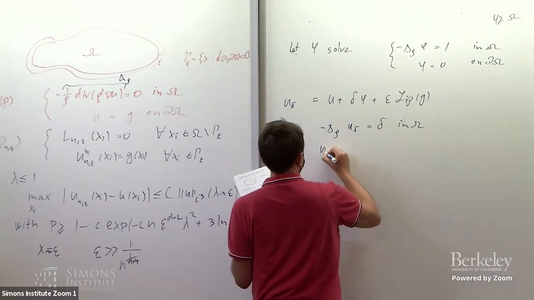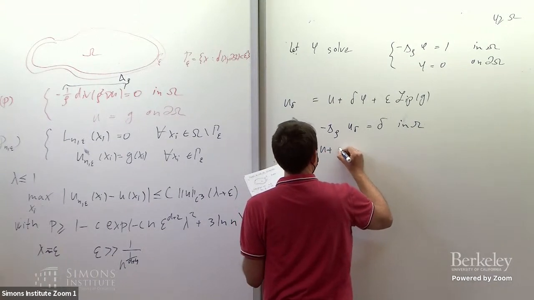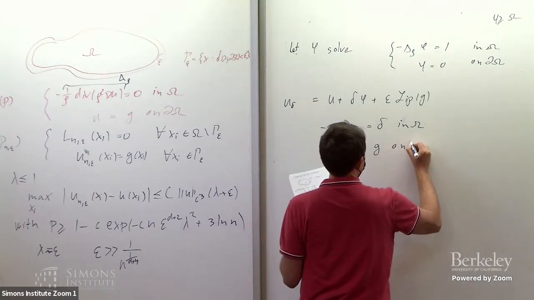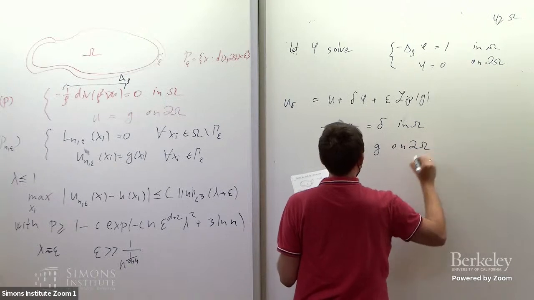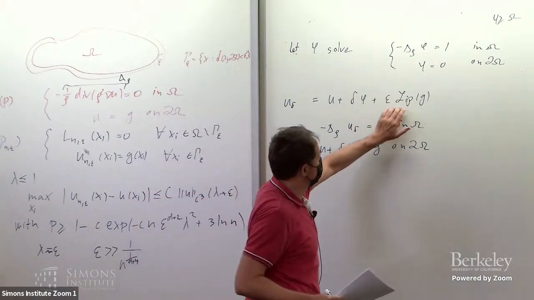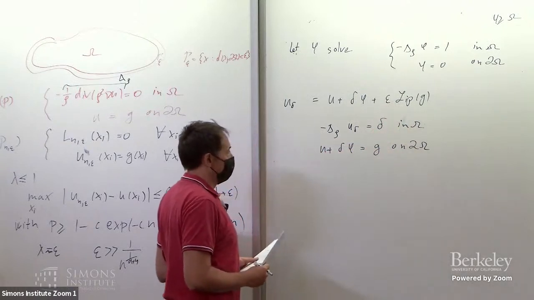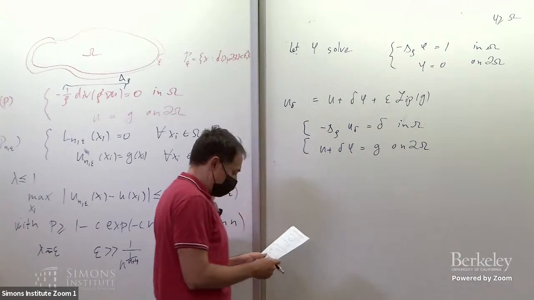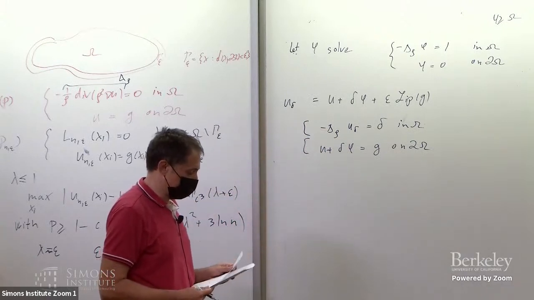if you like, u plus delta phi is equal to g on the boundary of omega. I didn't really write this as a solution of a problem because here I just lifted this even more on the boundary. So I just remember these two facts as separate facts, right?